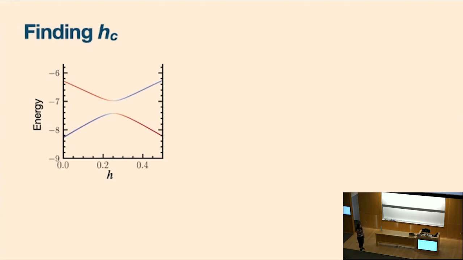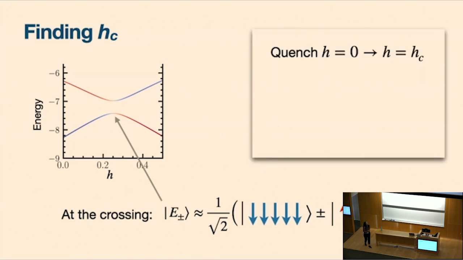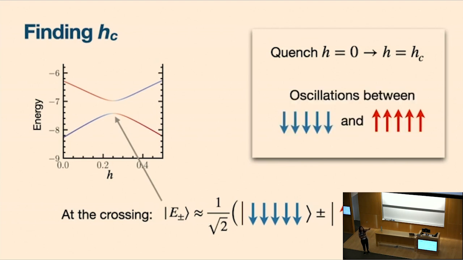Okay, so let me first explain this quench and how we measure the string breaking point. So this is the spectrum that I showed earlier. And the idea is that at the crossing, the eigenstates are these superpositions of all up, all down states. Basically, morally speaking, a GHZ kind of state. So if we quench precisely at that value of the longitudinal field, we expect to see oscillations between the all up and all down state.